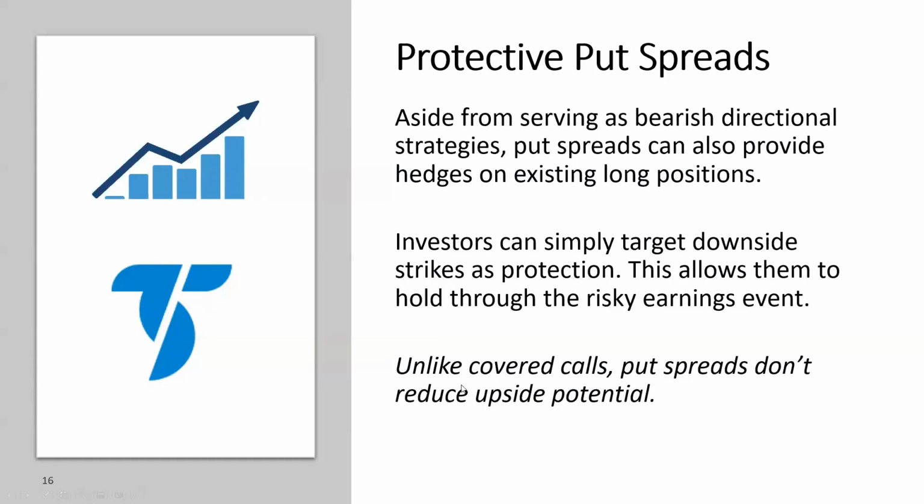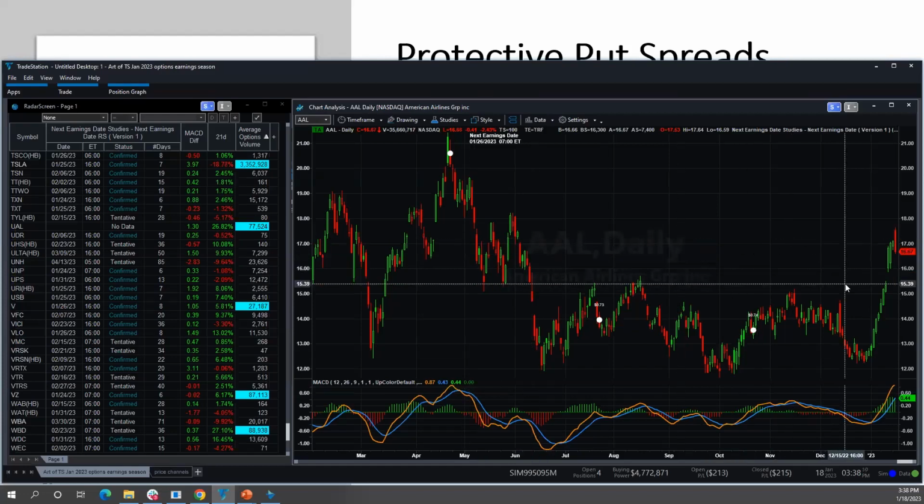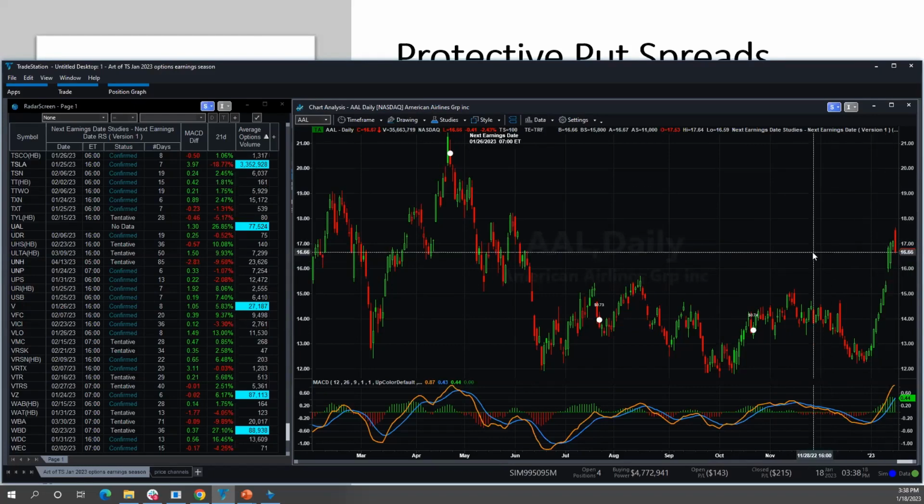The other thing that's important is that unlike covered calls, put spreads do not reduce upside potential. So for example, with American Airlines, you might pay 35 cents for downside protection, but if the stock goes to 20, you make all that money and you just lose the 34 cents. So that's the kind of risk reward. Covered calls pay you, but then they have limits on what they give you. Put spreads cost you money. They're a debit trade, which means you have to pay money, but then you also get the benefits of paying money, which means that you still have that upside potential. So it's just something to think about and understand the cost benefit of each situation.